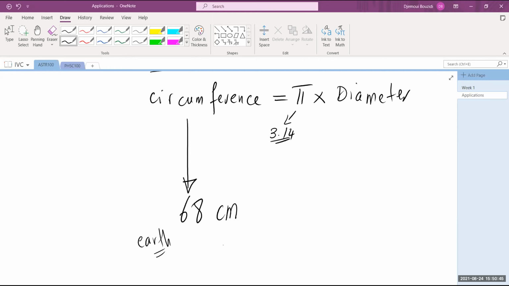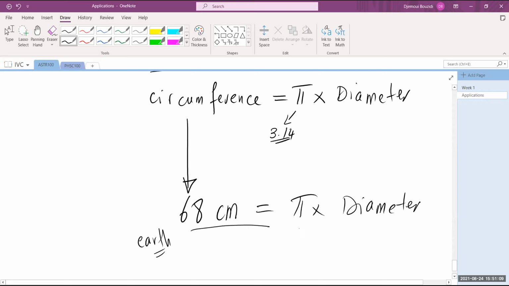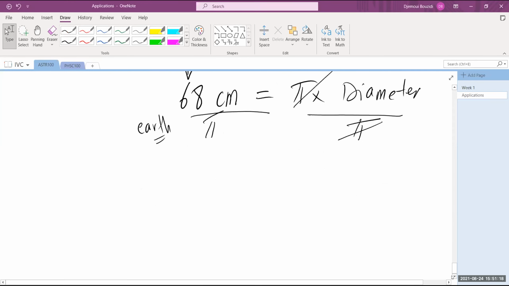I want to know the diameter of the ball. If I puncture it from one side and come out the other side, this distance is the diameter, from end to end. Okay, twice the radius. That's what the diameter is. So the circumference is pi times the diameter. If I divide both sides by pi, pi cancels from this side, and here it stays. So the diameter, which is twice the radius basically, would be simply 68 centimeters divided by 3.14.